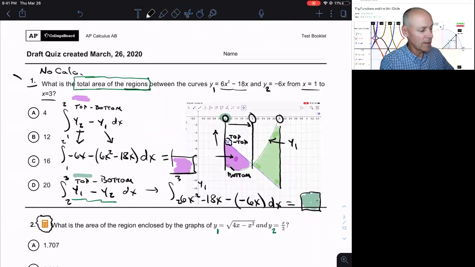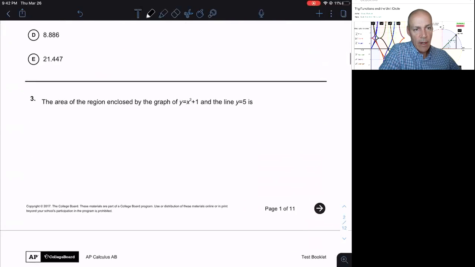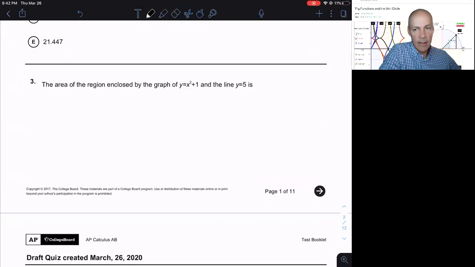So we went ahead and did number one in class, on the Zoom class. I'm going to skip over the calculator problems for now and then come back and hit those. So I'm going to do the non-calc problems. Number three: the area of the region enclosed by the graph of y equals x squared plus 1 and the line y equals 5.